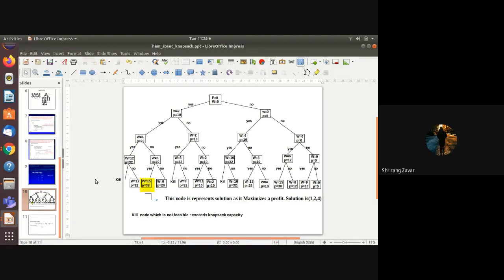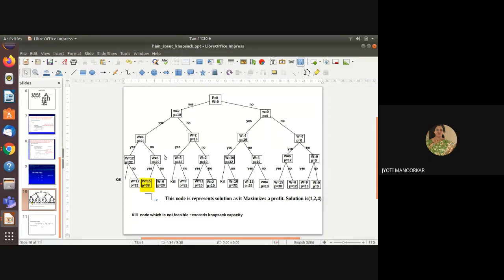Yes, ma'am. Okay. Now consider this right portion, the right child of W is equal to 12 and P is equal to 32. As we are not including the fourth element, W will remain as it is and P will remain as it is. So W is equal to 12 and P is equal to 32.